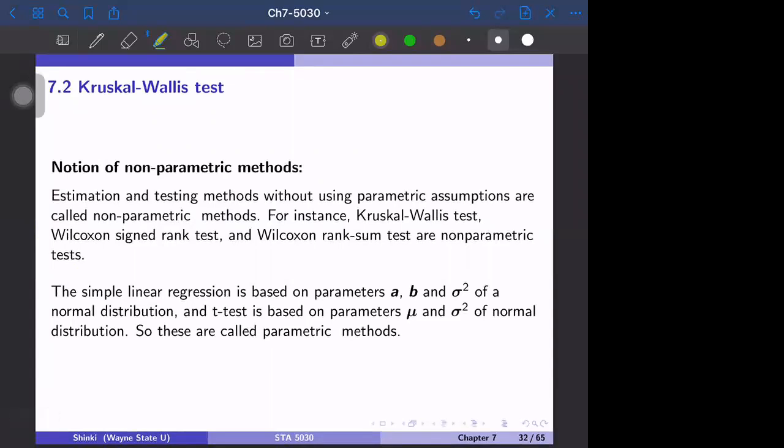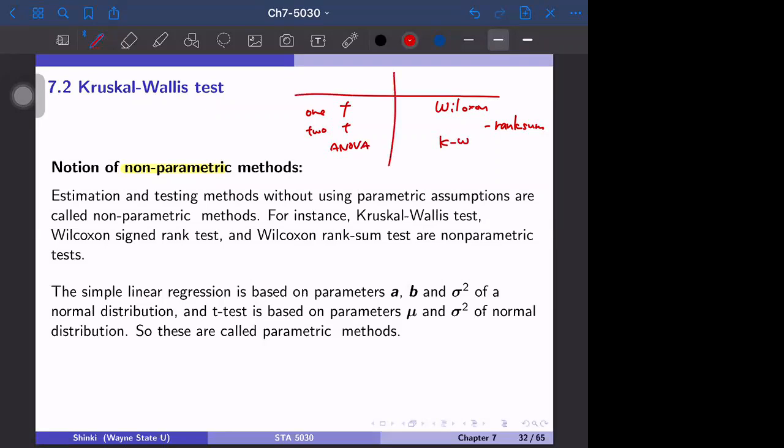And the notion of non-parametric methods. We have studied the t-test and also the Wilcoxon signed rank test. This is the one-sample t-test, and the two-sample t-test corresponds to the Wilcoxon rank sum test. And ANOVA corresponds to the Kruskal-Wallis test. These two groups are different. We call the first group parametric methods and the second group non-parametric methods.